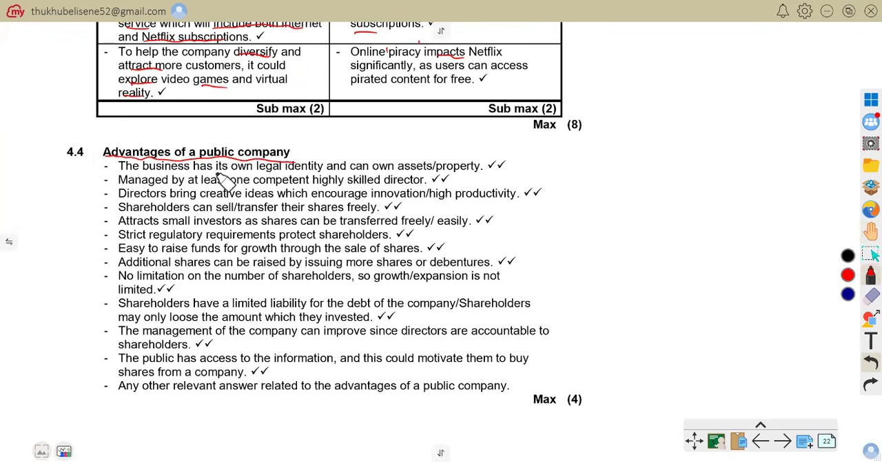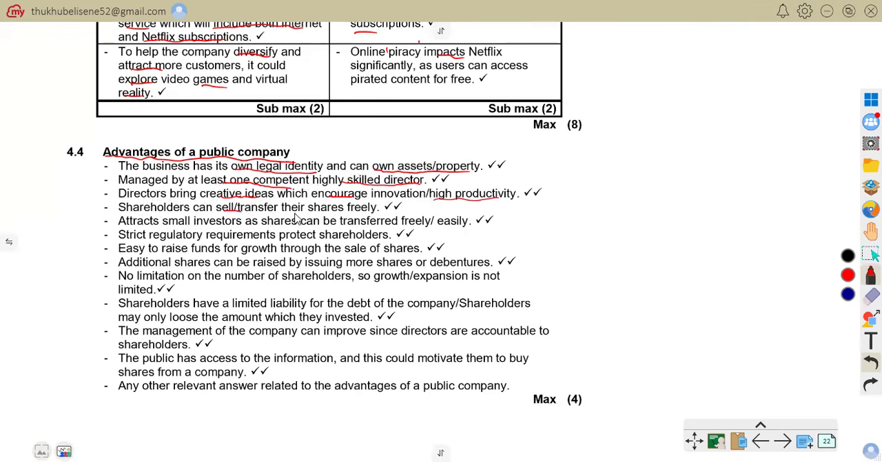The business has its own legal identity and can own assets and property. And it is also managed by at least one competent and highly skilled director. So the company is going to be managed by people who are very competent to deliver for the organization. Directors bring creative ideas which encourage innovation and high productivity. So the company is going to enjoy more productivity as it is managed by highly competent directors.